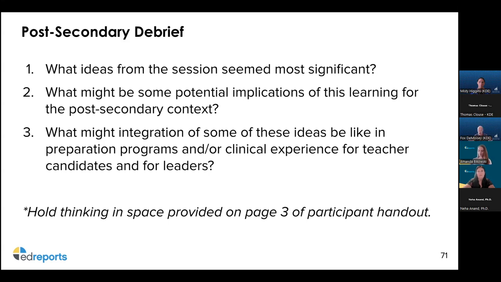Okay, and again, this avenue of conversation remains open, either unmuting or sharing in the chat. As we come around to those second two, you can take them up independently or let them flow together. So thinking about what might be some potential implications of this learning for the post-secondary context, which we've started toward a little bit, and then what might integration of some of these ideas be like in preparation programs or in the clinical experience for teacher candidates and for teachers? We've broached some of that as well, but does bringing in those second two bring anything else up top of mind, either to post or to share aloud?